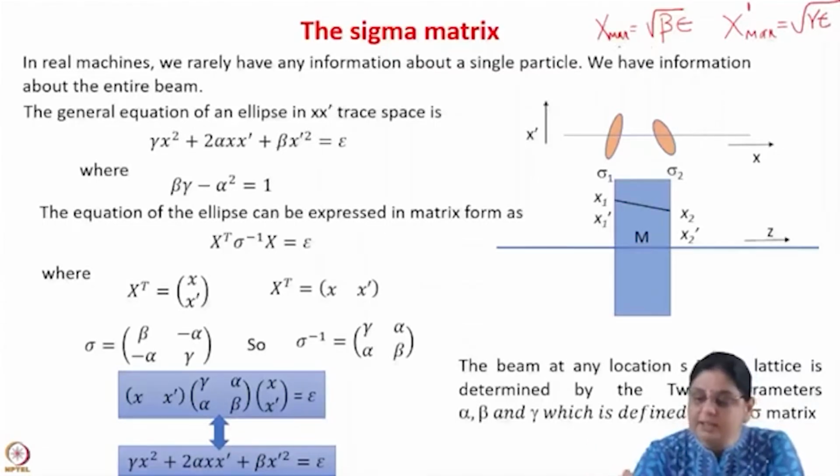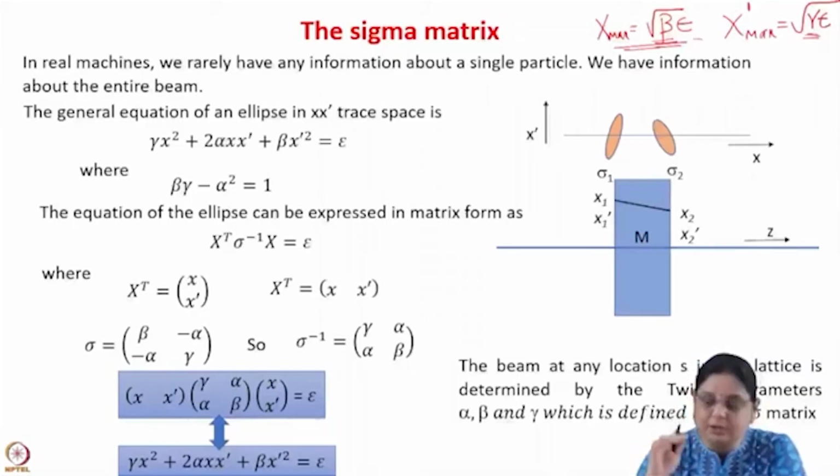So basically the information about the beam is contained in the twiss parameters. If you know beta and gamma, you can also calculate alpha. If you know alpha, beta and gamma, you know how the beam ellipse looks at a particular location.